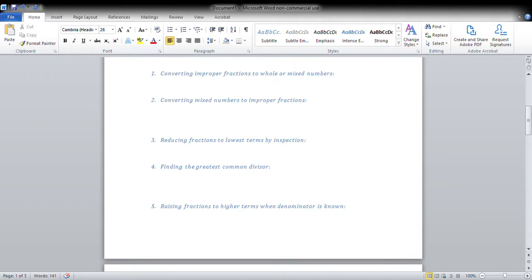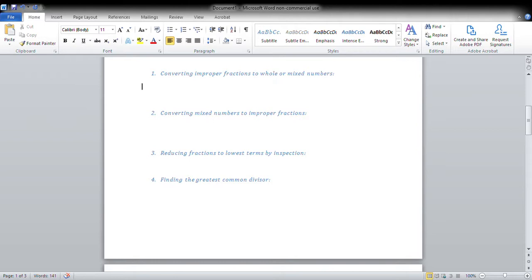So we are going to do some things with fractions. The first thing we need to know how to do is how to convert improper fractions into whole or mixed numbers. And again, an improper fraction is one in which the numerator is greater than or equal to the denominator. So the first step, step A, is to divide the numerator of the improper fraction by the denominator.